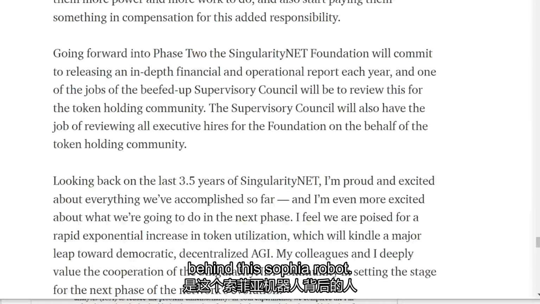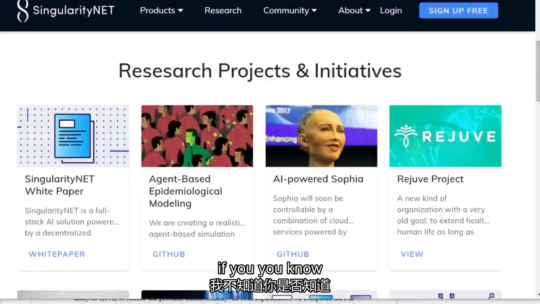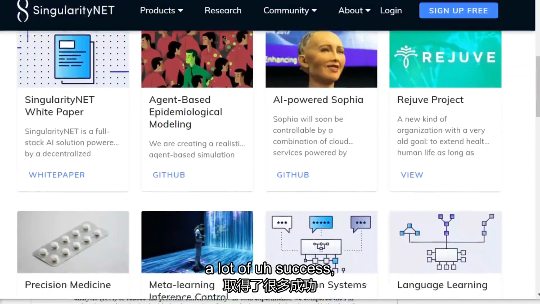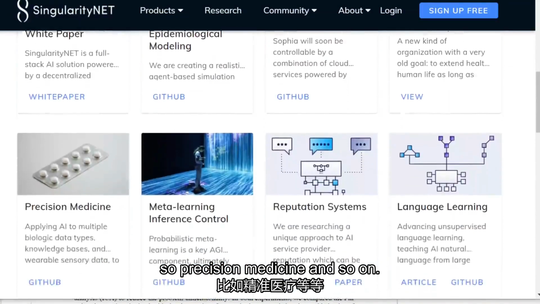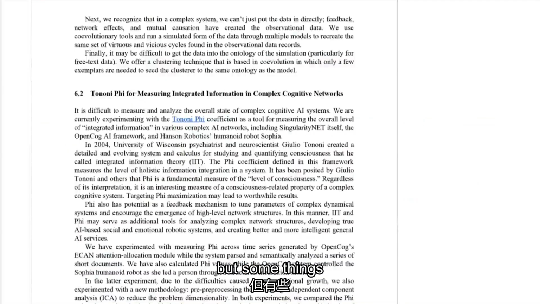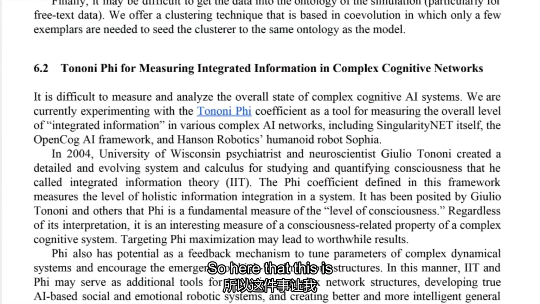They're also the people behind this Sophia robot. I don't know if, like, this Sophia robot and so on, they have a lot of success. So precision medicine and so on. There's a lot of research, but some things just sounded also just washy. So here, this is something that made me particularly just kind of stop.